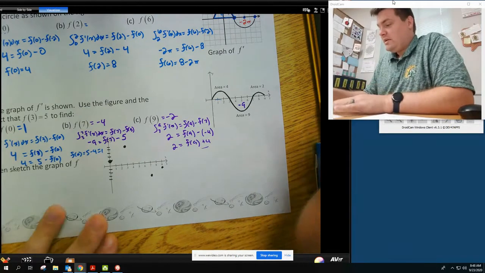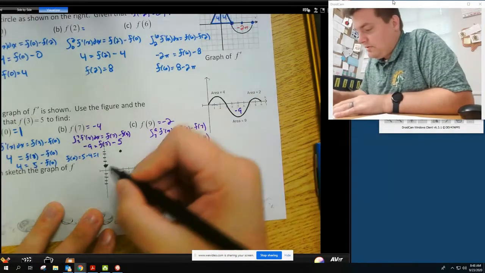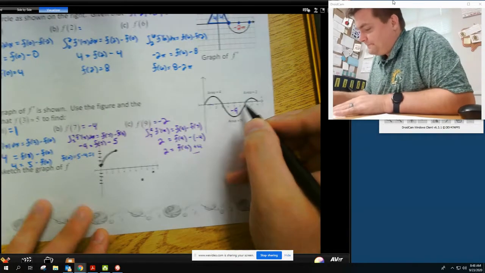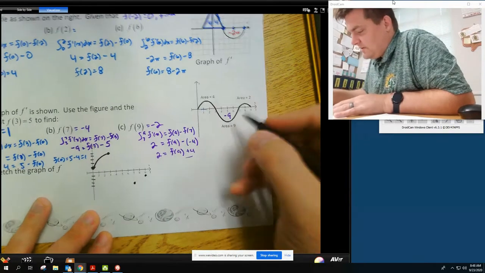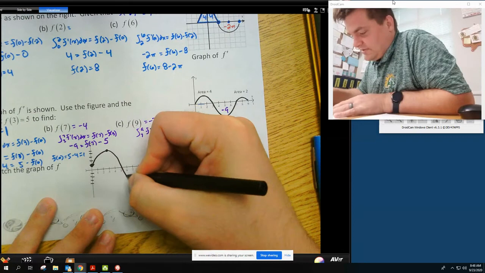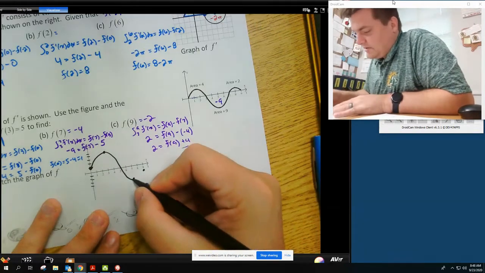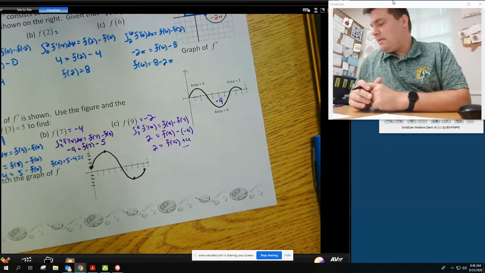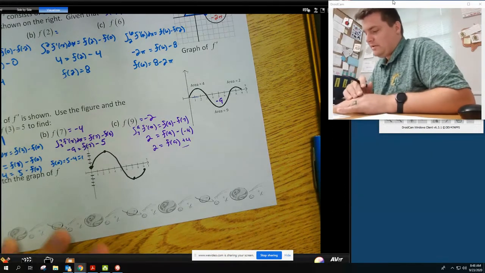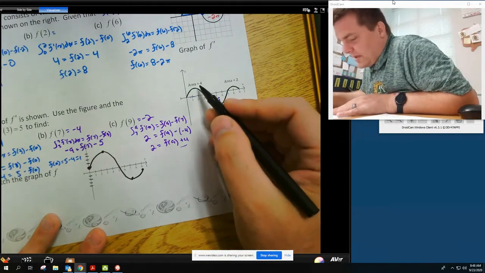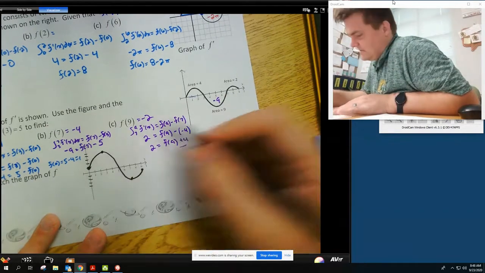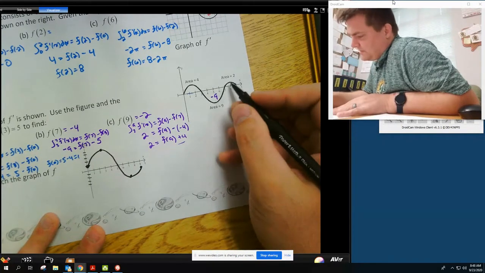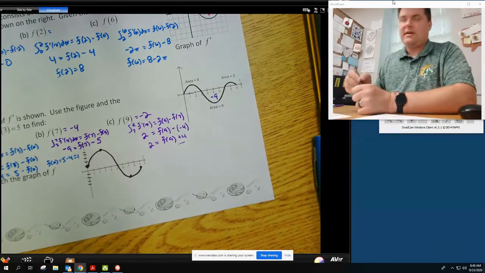I do know that it is increasing until 3, and I'm decreasing until 7. So I'm just going to decrease till 7, and then I'm increasing until 9. So that's about it. If you notice, I have an inflection point here at, I don't know, it looks like 1.5. Inflection point here at 5. And then inflection point here at 8. Again, kind of hard to tell, but not too worried about the sketch of things.